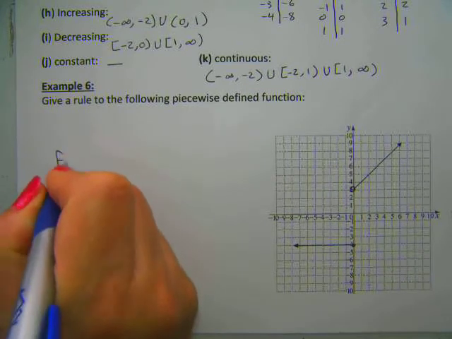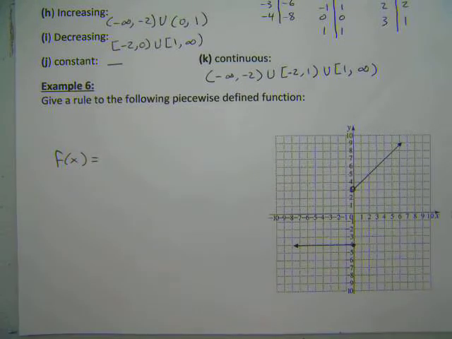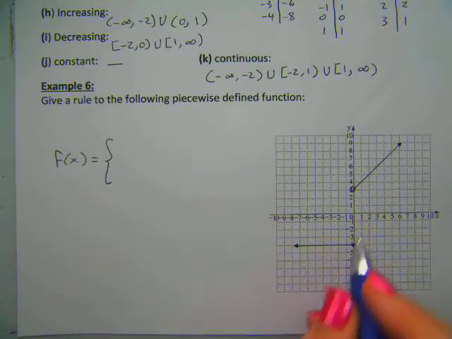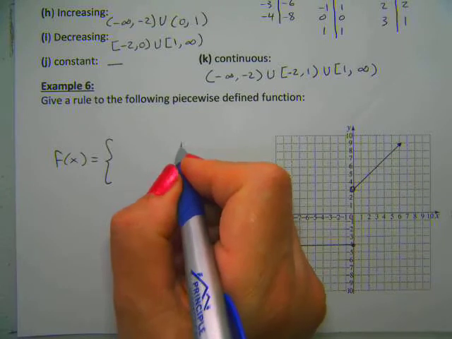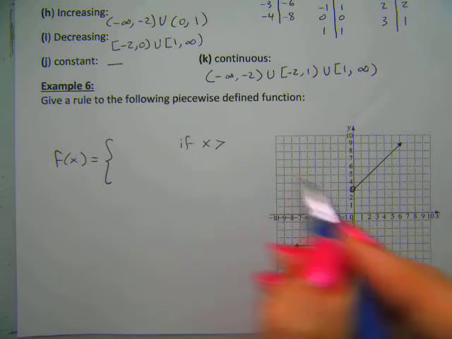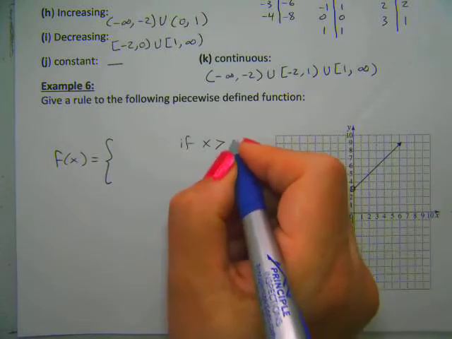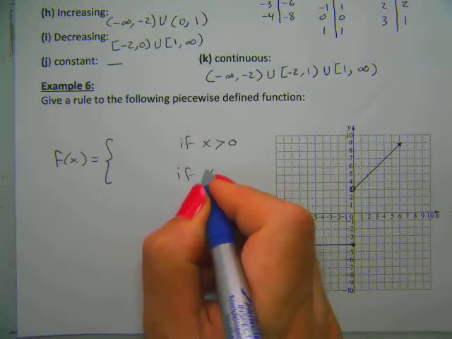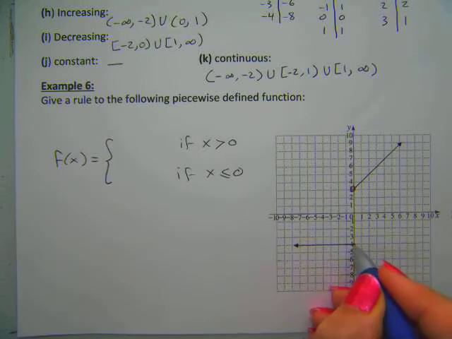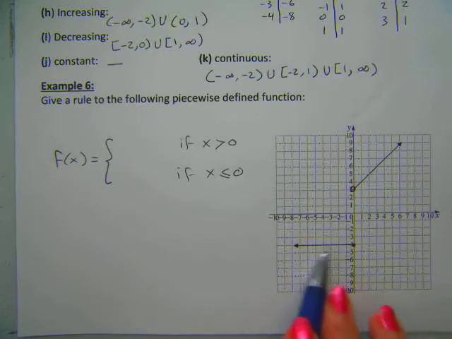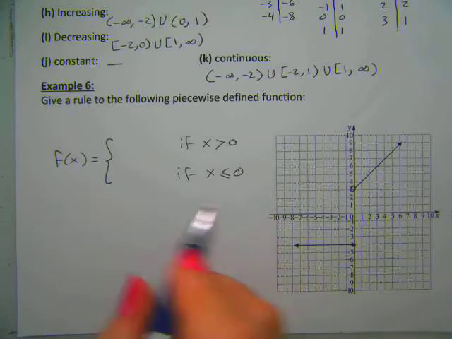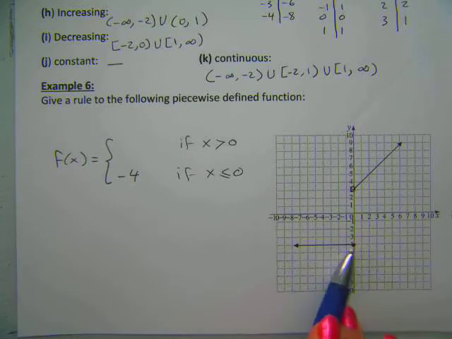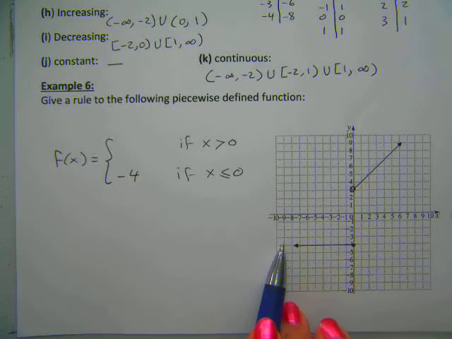It just says give a rule, so give a value of f of x. We can see there are 2 intervals and the cutoff point is x equals 0. So if x is greater than but not equal, so only greater than 0, it's a different rule than if x is less than or equal, because that's the dark circle. Well, first of all, that's a constant function. That's negative 4, so that's easy. So y equals negative 4 when x is less than or equal to 0.